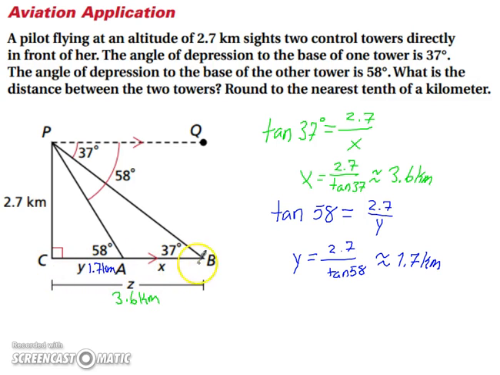And now we just need to figure out x. Well, if we know that the total length is 3.6 and one of the pieces is 1.7, we can simply subtract the two and get our results. So 3.6 minus 1.7 gives us 1.9 kilometers. So the two towers are about 1.9 kilometers apart. And that concludes our lesson on angles of elevation and depression.